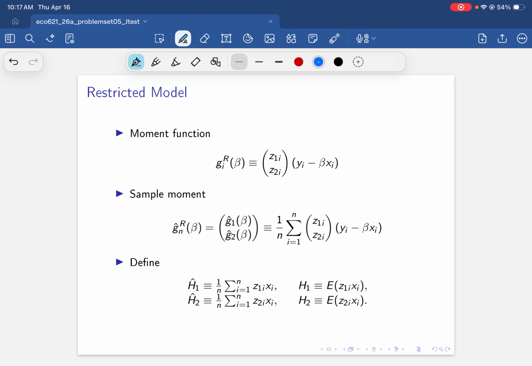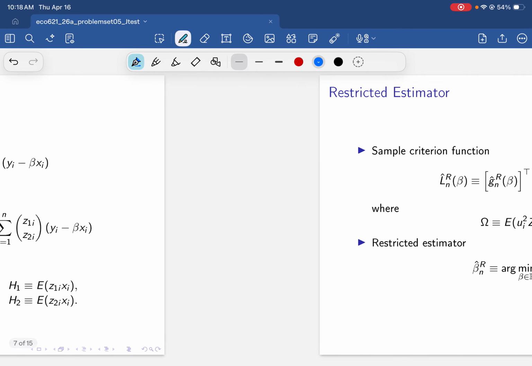Now let's go to the troublesome part. The restricted model is crazy difficult. We are going to define some notation again. There are two moments, so the moment is now a two-dimensional vector, and H is also different, with h1 and h2. Each notation is a scalar.